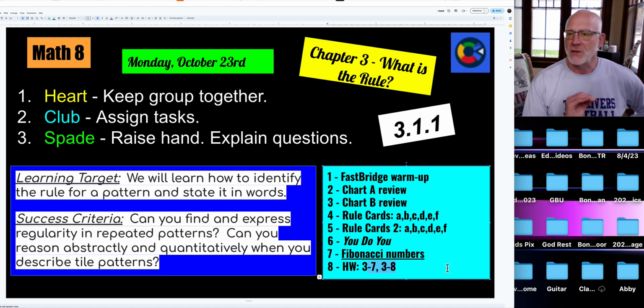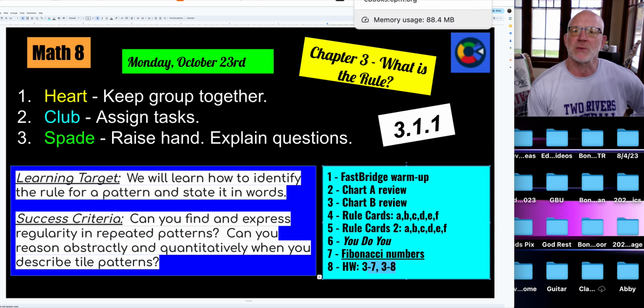Okay, so this is all in your ebook. We're on 3.1.1. We're looking at those rule cards, and we're looking at this video, which is also on stream. That link is on your stream as well. Okay, and then in 3.1.1, we're looking at homework 3.7 and then 3.8. What is 3.7 and 3.8?